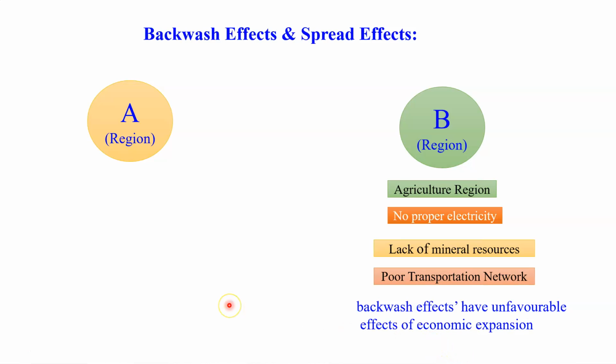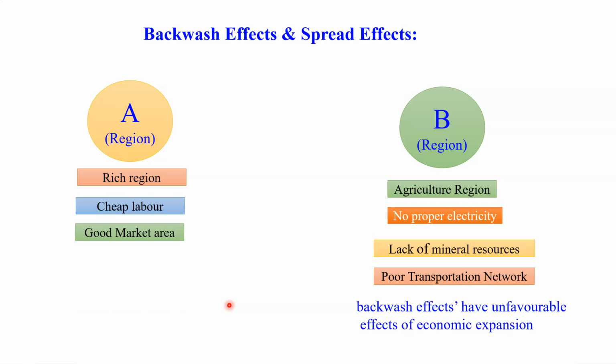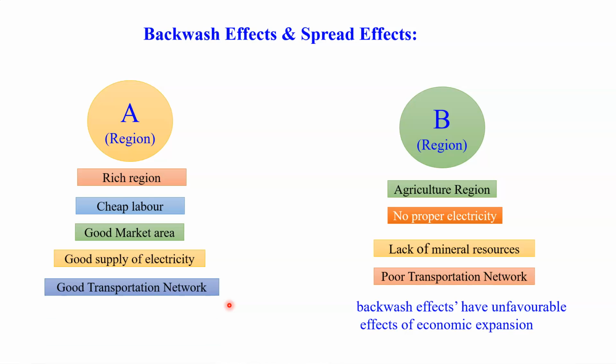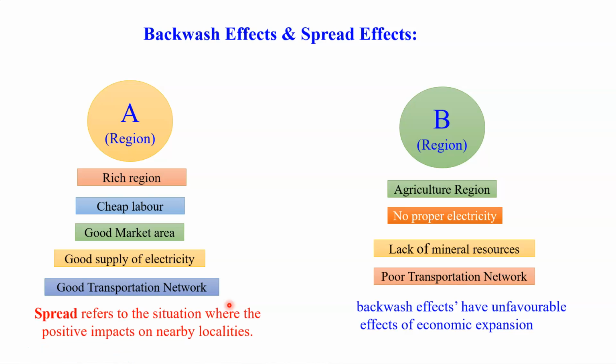Dear student, on the other hand, we have region A. It is a rich region, with good cheap labor, a good market area, a good supply of electricity, a good transportation as well as communication network, and good raw material. All the resources are available on a large scale in this region. Therefore, the spread effect refers to the situation where the positive impact of a nearby location is available. These are the favorable factors for economic development.